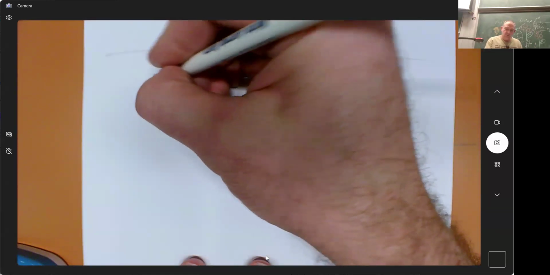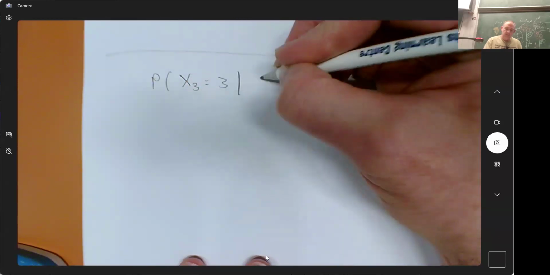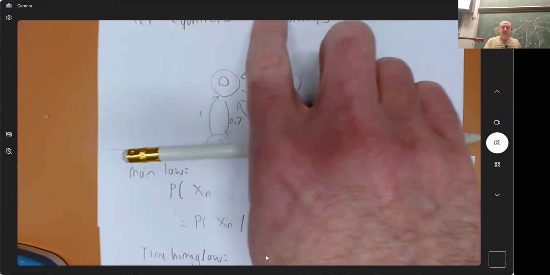Okay, so I want the probability of being in state 3 given that state 0 was 0. That's the goal. Start in state 0, the probability that it's in state 3 after 3 transitions.